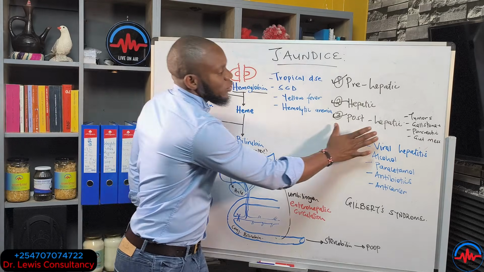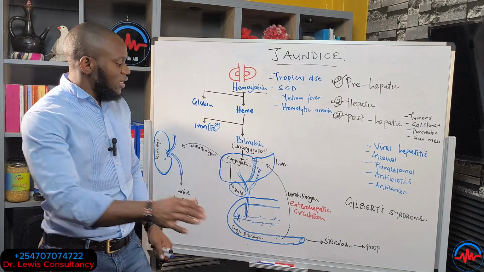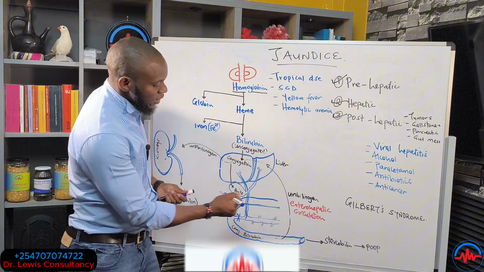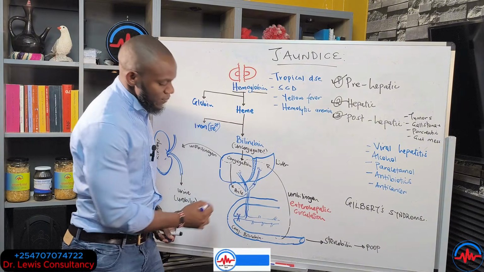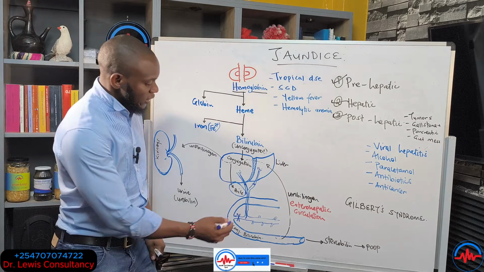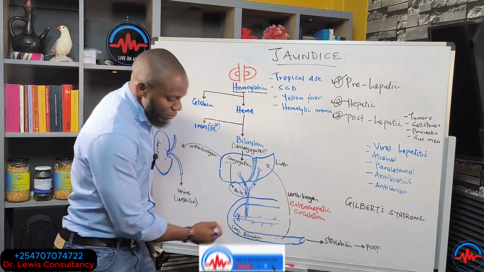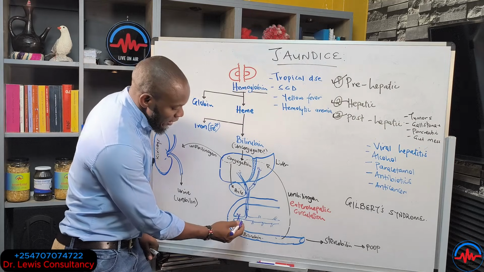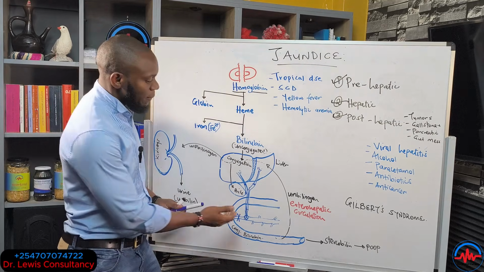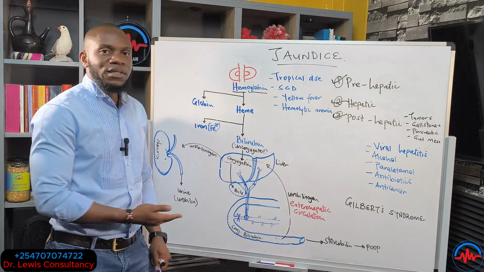Number 3 is the post-hepatic jaundice. Now, anything beyond the liver, anything after the liver. So whether we have a blockade in the hepatic ducts, a blockade in the gallbladder, a blockade in the biliary duct or the bile duct, or a blockade in the pancreatic ducts, all those will start causing a buildup of conjugated bilirubin.